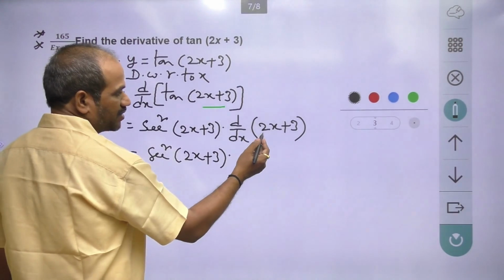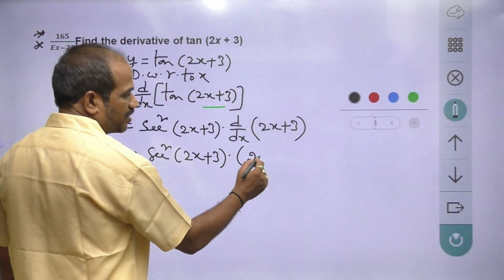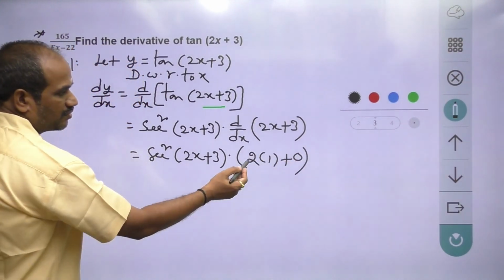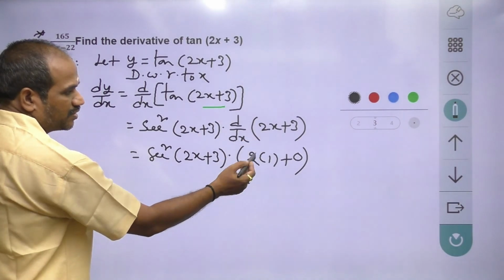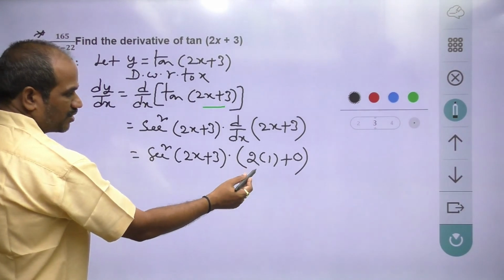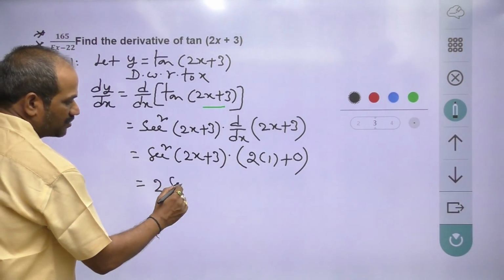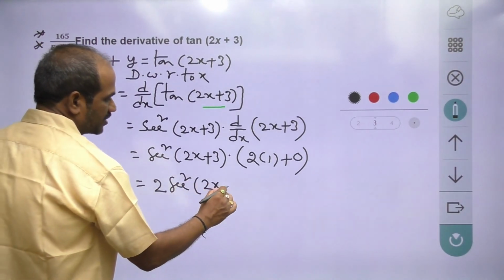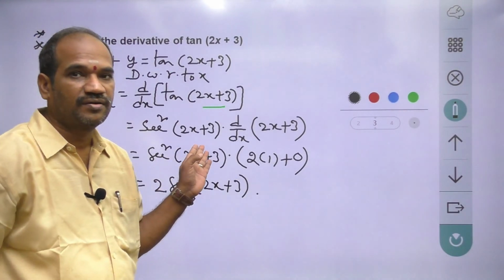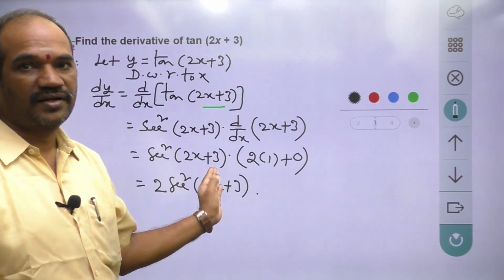Into d by dx of 2x, which is 2 into the derivative of x, 1, plus d by dx of 3, which is 0. So 2 into 1 is 2, and multiplying gives 2 into secant square of 2x plus 3. This question is already repeated in the theory exam and CET also. Write this question.